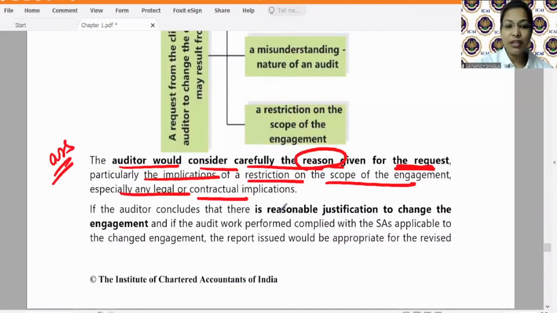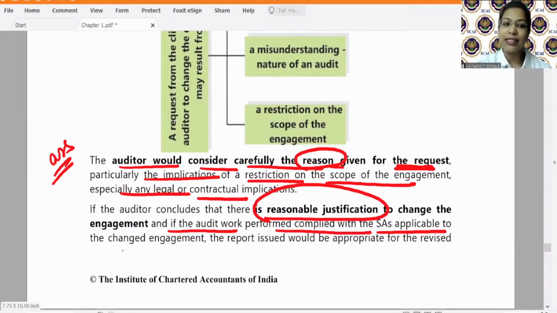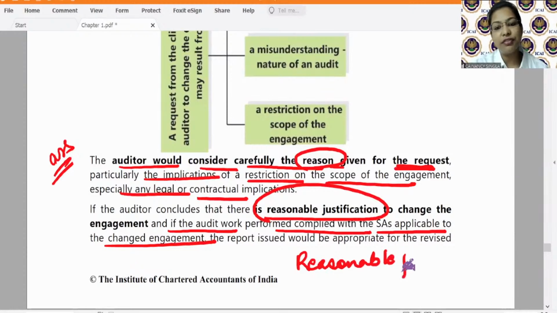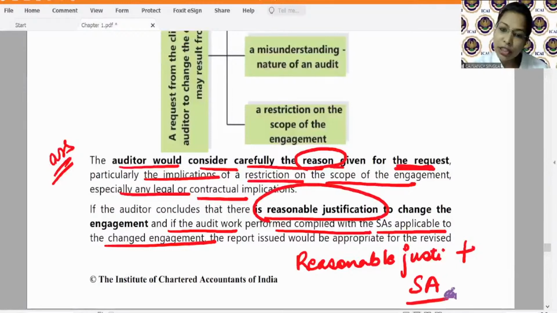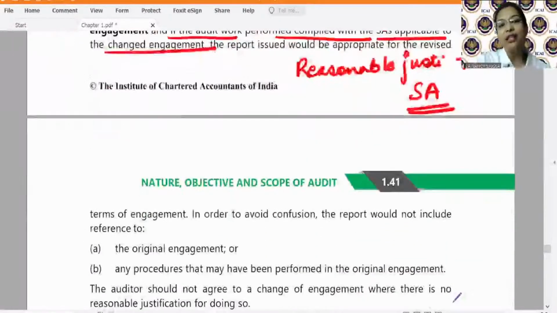ठीक है. So if there is a reasonable justification and if the work performed complied with SAs applicable to the changed engagement, what does it mean? It says that auditor will consider the reasons. And if auditor feels that the reasons are reasonable, these are the justification is what? Reasonable, bhai, genuine case hai. Plus, I am in a position to conduct the audit as per SAs. जो SAs का responsibility है, by performing other procedures, I am able to comply with that. Now, what will auditor do? He will enter into the revised terms of engagement.